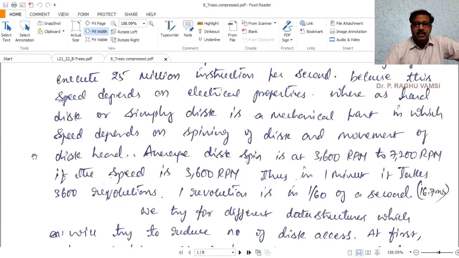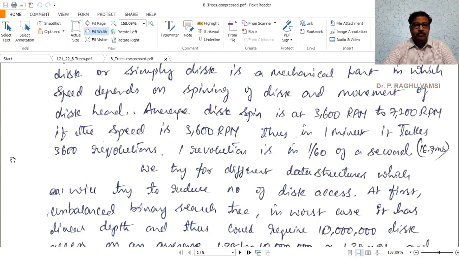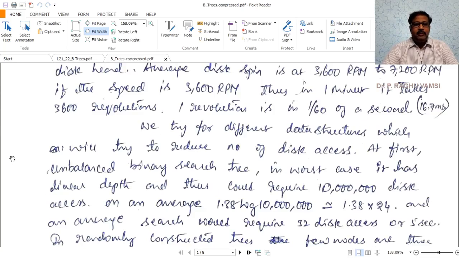If the speed is 3600 revolutions per minute, then in 1 minute it takes 3600 revolutions. One revolution is 1 by 60 of a second, so rotating a disk for one revolution takes around 16.7 milliseconds. But accessing an instruction from main memory is much faster than 16.7 milliseconds, because it is an electrical property. So we try different data structures which will reduce the number of disk accesses.